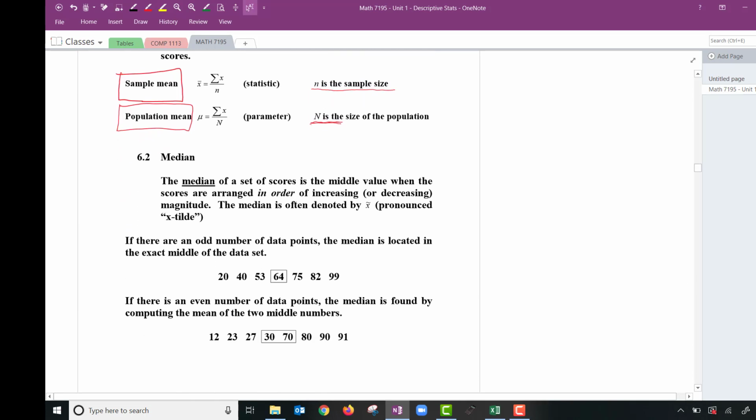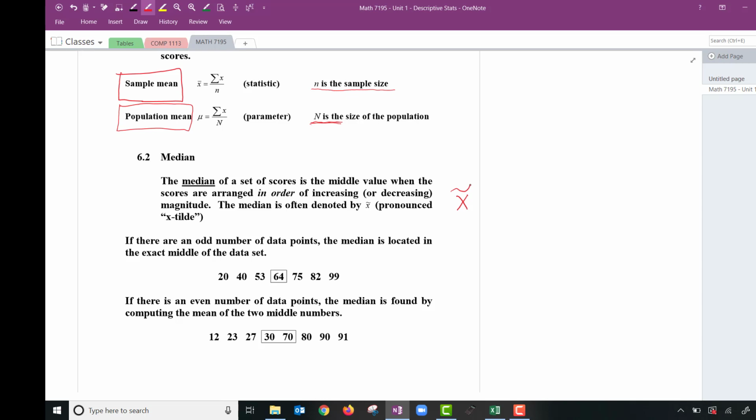Moving on to the median. The median is simply the middle score of a data set. The symbols for this one aren't as standardized. Sometimes for sample medians, we use x with a tilde above it. But most times I see median written out rather than as a symbol.